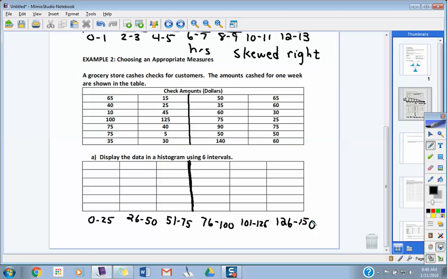So let's just do 0 to 25 together. I'm going to go through this whole chart and cross off the ones that are 0 to 25. So how many in this first column would I cross off? Just 10. Okay, we want to graph the number of checks that are being cashed here that range from 0 to $25. So 10, there's one of them.